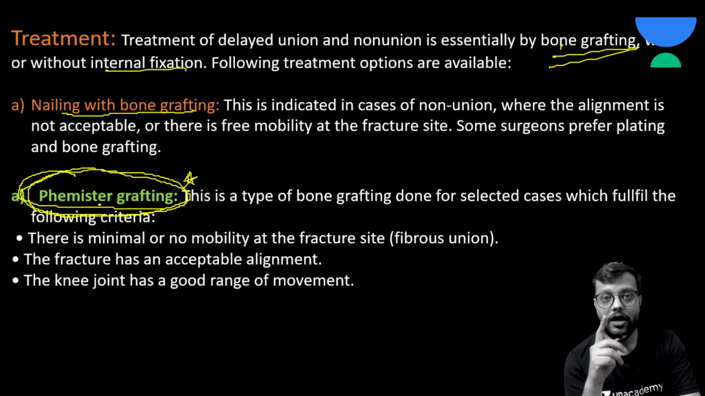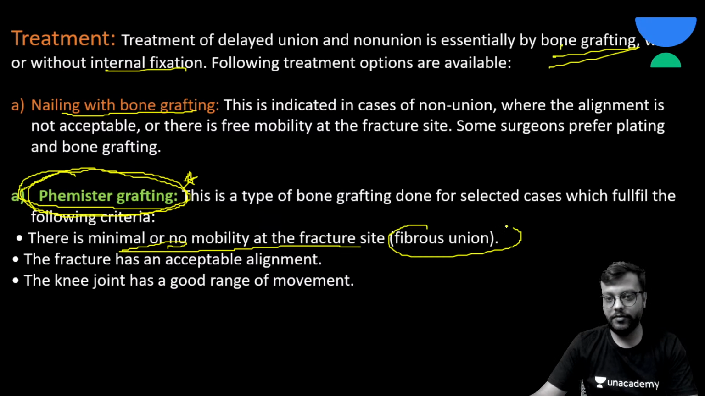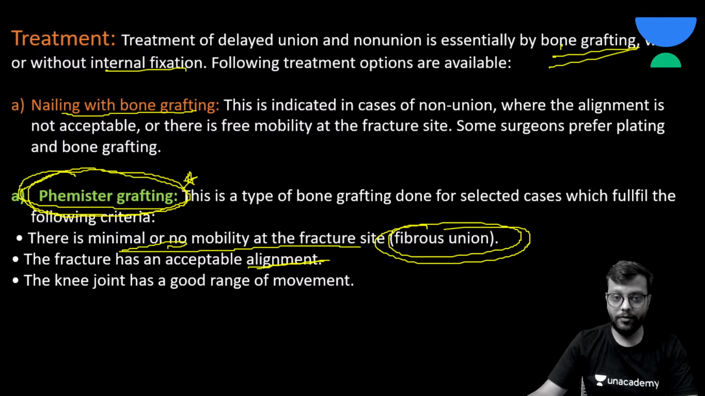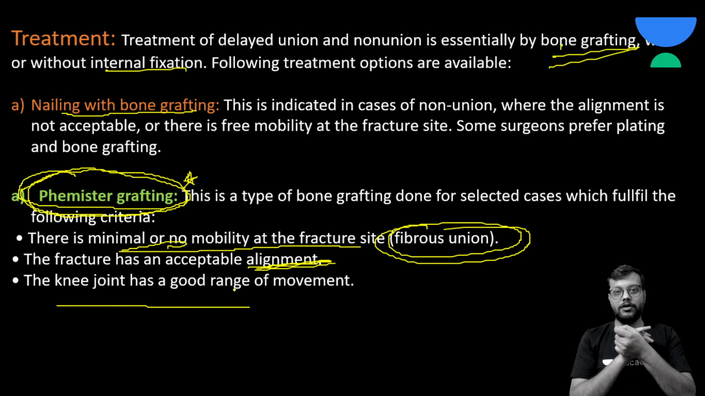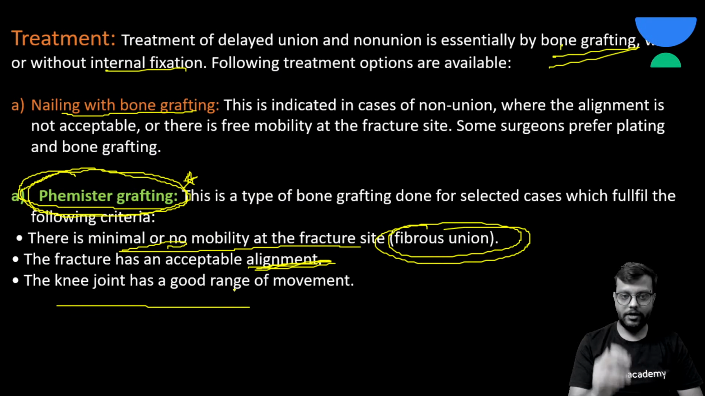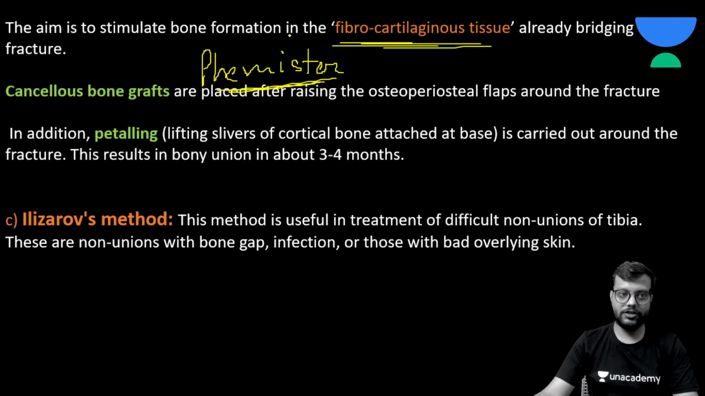And what are these? First of all, the fracture should be sticky. There should be fibrous mesenchymal cells or fibrous tissue around the fracture, and there should be no mobility or minimum mobility at the fracture site, meaning a fibrous union has occurred. Alignment should be proper, and the knee joint should have a good range of movement. So fibrous union should have happened, there should be no mobility at the fracture site, the knee joint movement should be good, and there should be no malalignment. If these three things are possible, then you can go for the Phemister grafting.